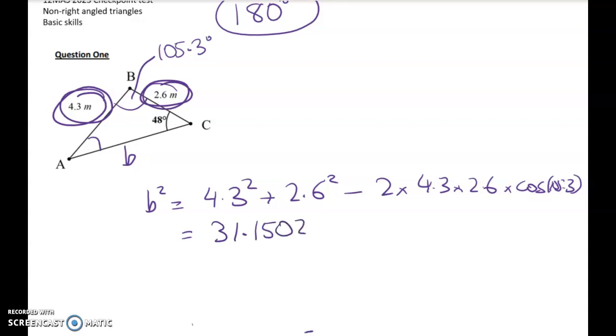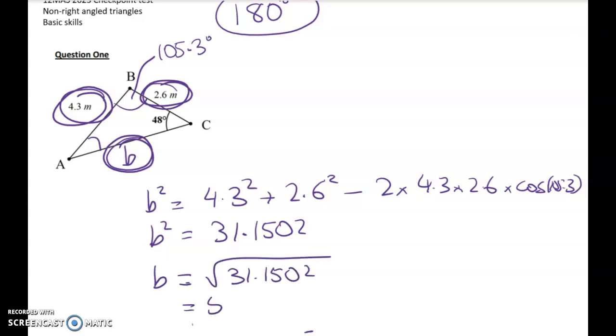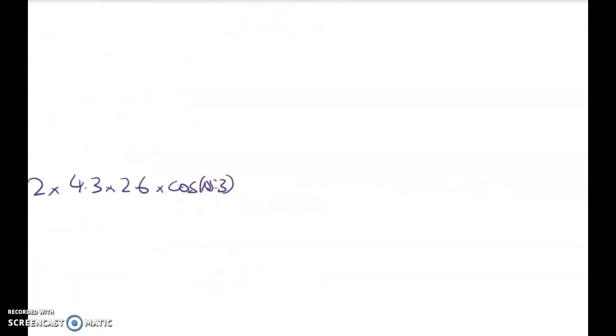And when you put all of that in the calculator, you get b squared is equal to 31.1502. Quite a few of you stopped at that point, right? But we don't want b squared, we want b. So we have to take the square root. So b is equal to the square root of that, which is 5.58 meters. Okay, so now we've found all the angles and we've found all the sides. The last thing to do is to find the area of that triangle.